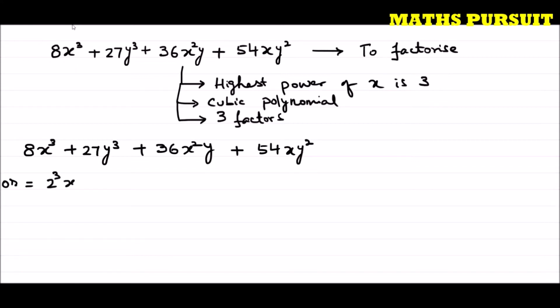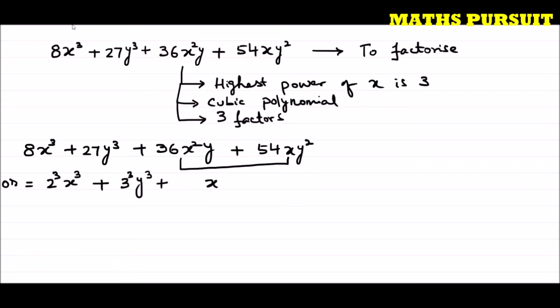So let me write it like this: 2^3 into x^3 plus 27, which I can also break down into 3^3, since 3 threes are 9, 3 nines are 27, into y^3. Plus, now comes the most important part here. Here we have 36x^2y plus 54xy^2.